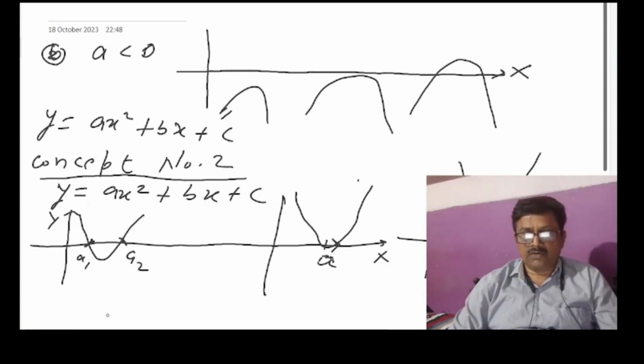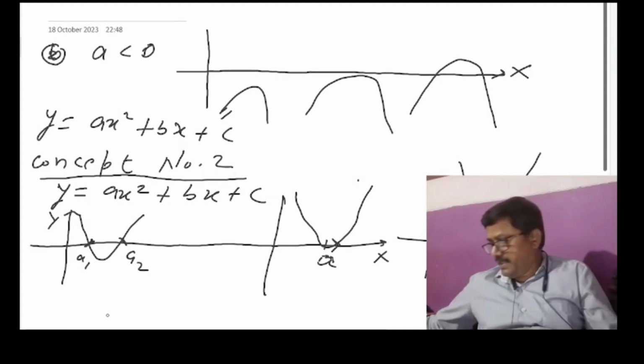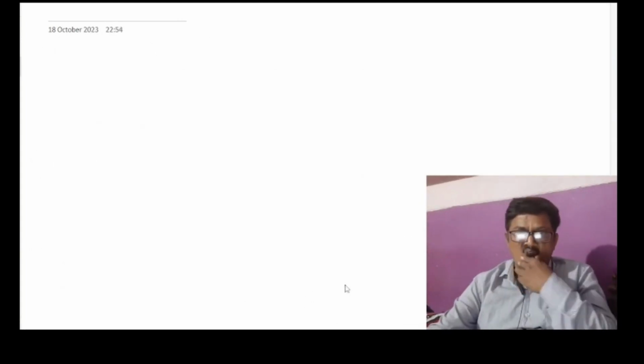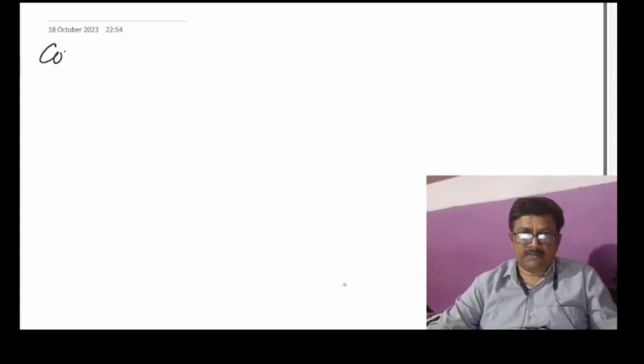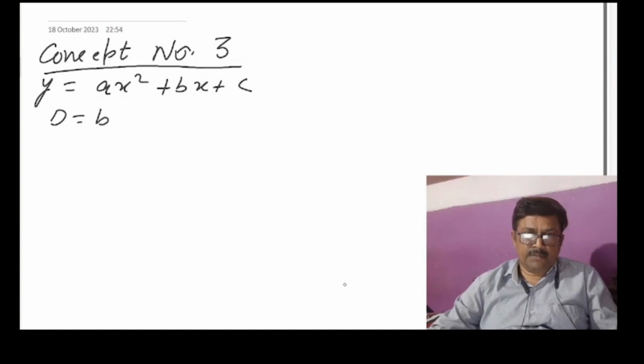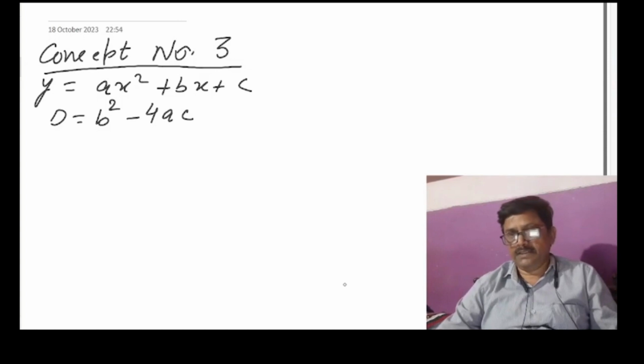So this was concept number 2. Now we will come to our concept number 3. So again I am taking a new page. Concept number 3. As we know, in any quadratic, the discriminant is b square minus 4ac. This is our discriminant.